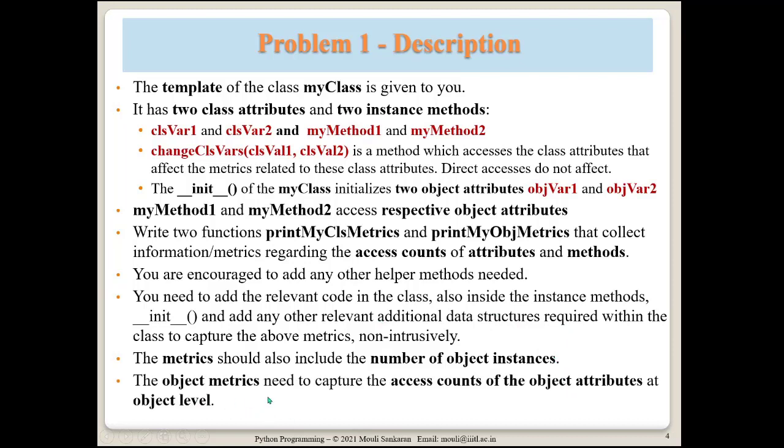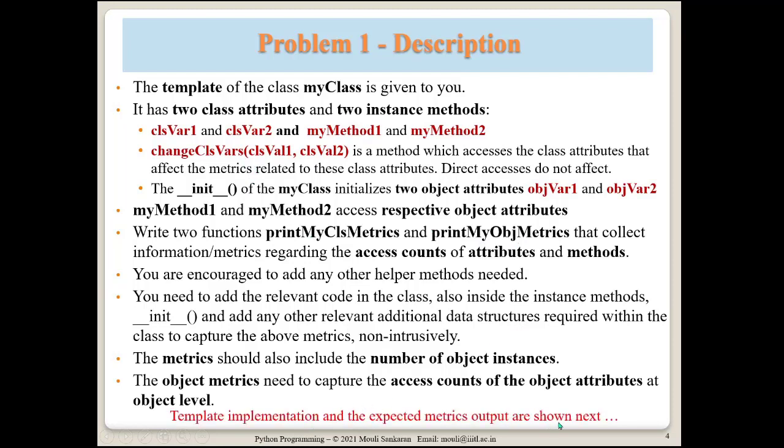The object metrics need to capture the access counts of the object attributes at the object level, and the class metrics need to capture the count of accesses of class variables, like how many times you have called this change class variable function with respect to the class. It will be capturing it there, at the class level. So you need to print all of them using this method.